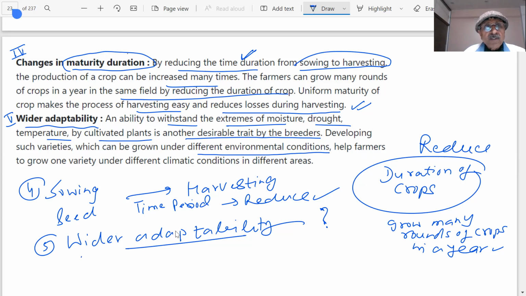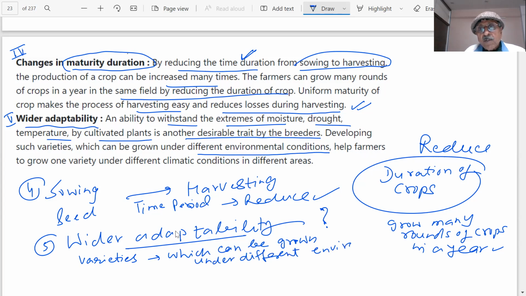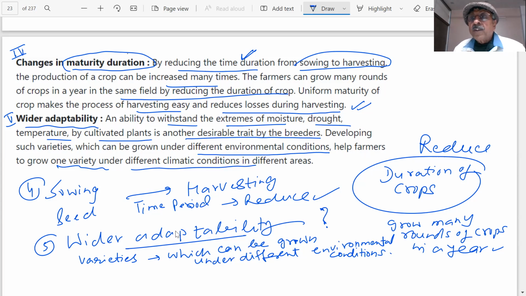So developing such varieties which can be grown under different environmental conditions is important. You are doing research on this project, now you have very important knowledge, students, that you should have varieties which can be grown under different environmental conditions. This helps farmers to grow one variety under different climates in different areas. Because there are different varieties, they can grow one variety under different climatic conditions. They already know which crop, which variety grows under which conditions, so they can use that.